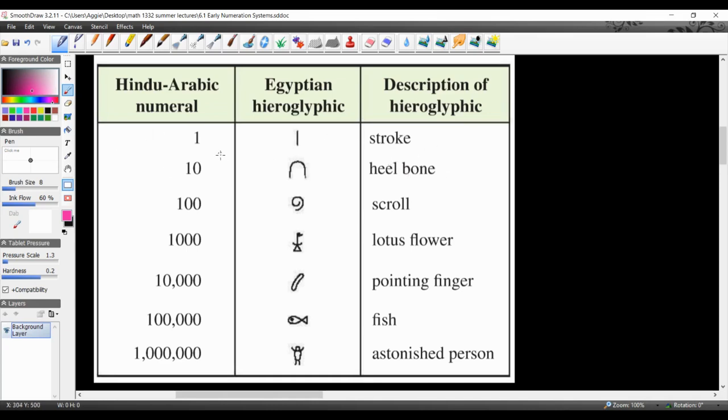Okay, so anyway, here's how it works. If we have a number that has a unit, one, the unit, that would be a stroke. So if the number was five, then you would have five little marks, kind of like a tally mark. If the number was 50, then you would have five heel bones, which would be this thing right here, those little upside down U looking things, and so forth.